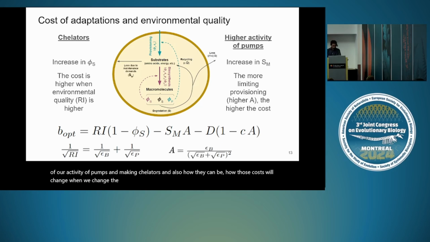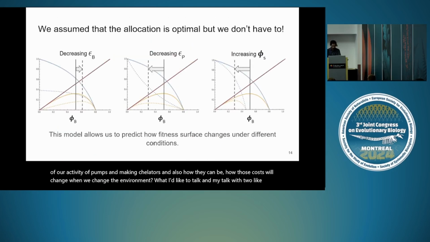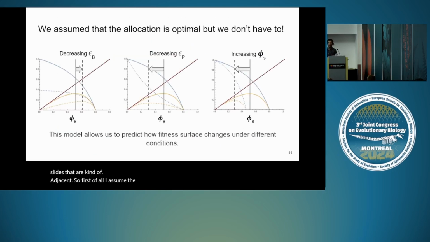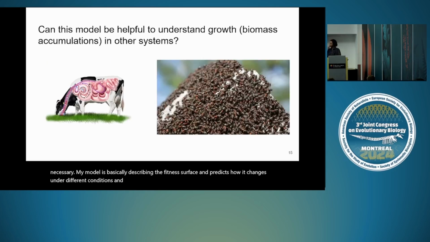But I'd like to end my talk with two slides that are kind of adjacent. First of all, I assume the allocation is optimal, but that assumption is not necessary. My model is basically describing the fitness surface and predicts how it changes under different conditions. And also, another thing I want to talk about is that I talked about cells, but I'm curious how useful this model can be in helping us understand the growth of other organisms.